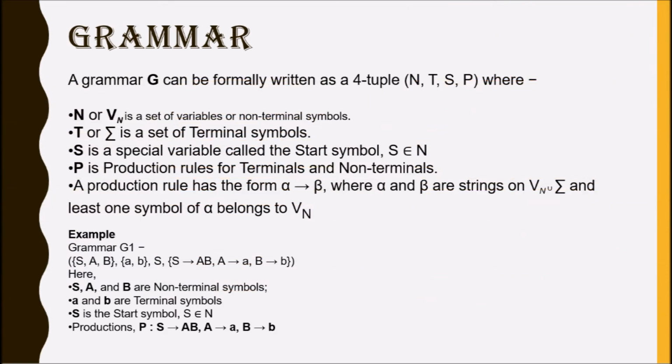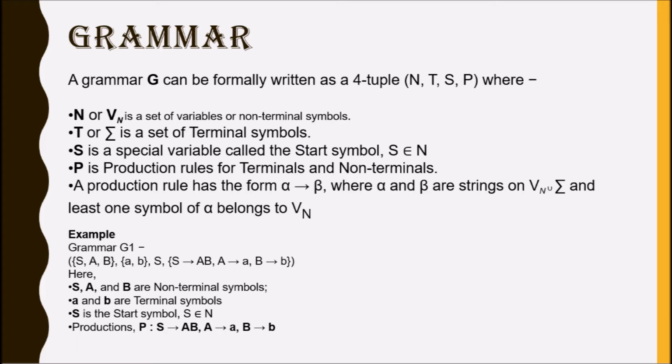Now, let's talk about grammar. A grammar G can be formally written as a four tuple N, T, S, and P, where N is a set of variables or non-terminal symbols, T is a set of terminal symbols, S is a special variable called the start symbol, and P is the production rule for terminals and non-terminals.